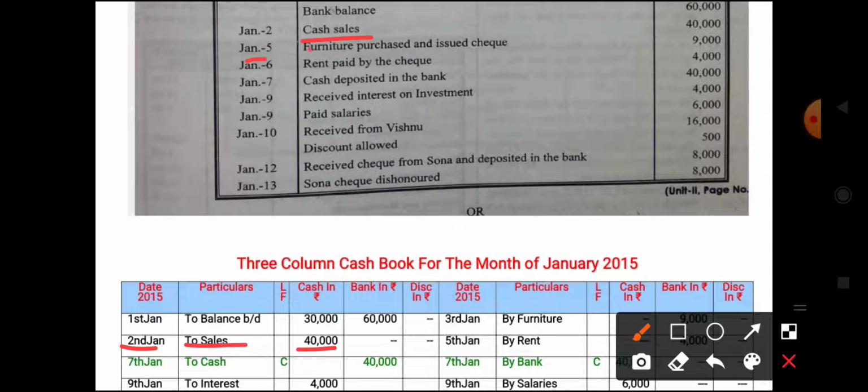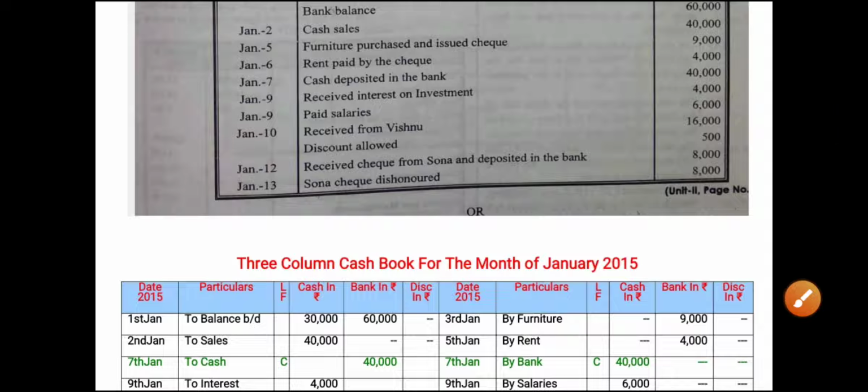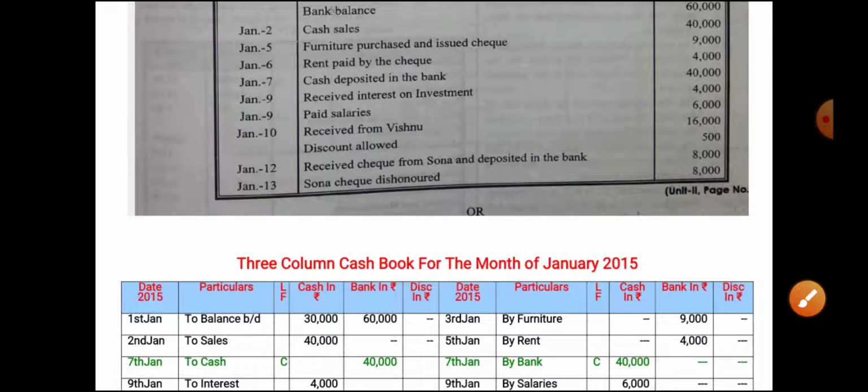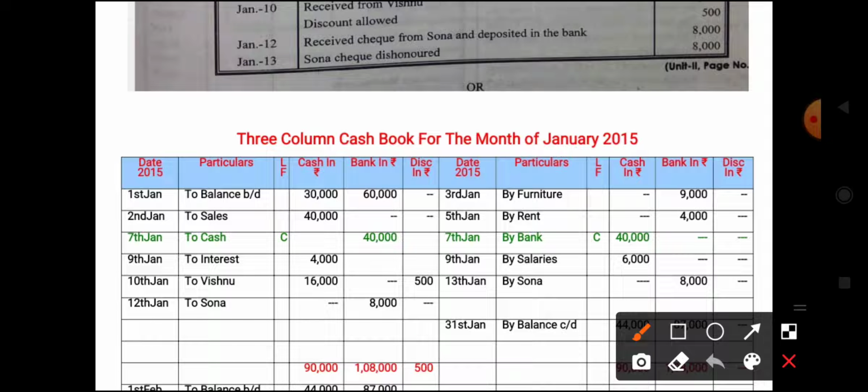Then 5th January, furniture purchased and issued a check. You have purchased furniture and you have issued a check. Sorry, I thought it was on 3rd, so make a small correction: it is not 3rd, it is 5th January. By furniture, amount in bank column we need to write here, okay.